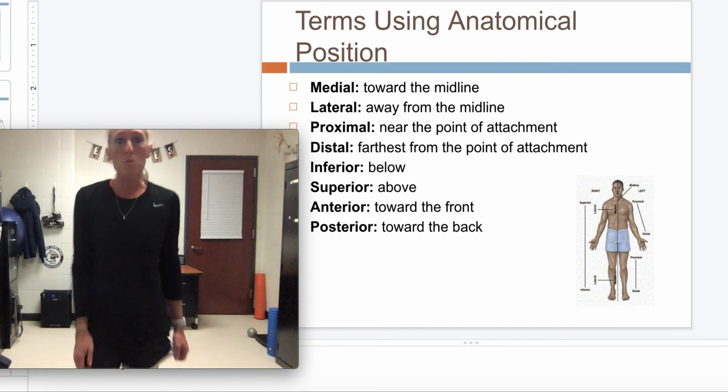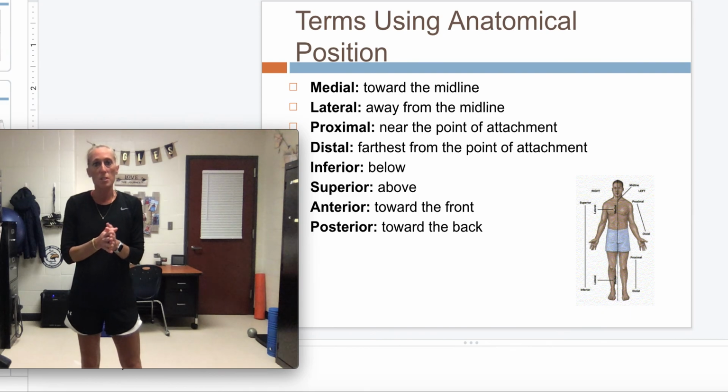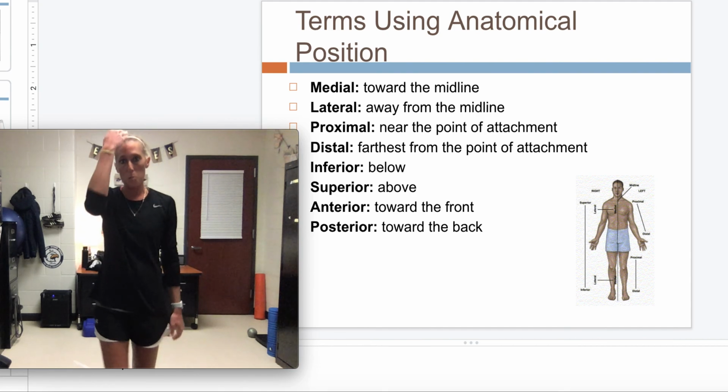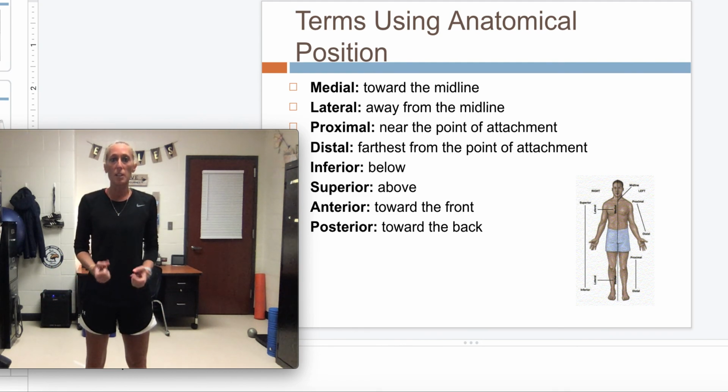All right, terms that you will need to know moving forward in this class. All the movements, you'll need to know because we use them regularly. Also, you'll need to know these terms. So if you spray paint a line down your body in the anatomical position that we've talked about, anything towards the middle is called medial. Anything towards the outside is called lateral.